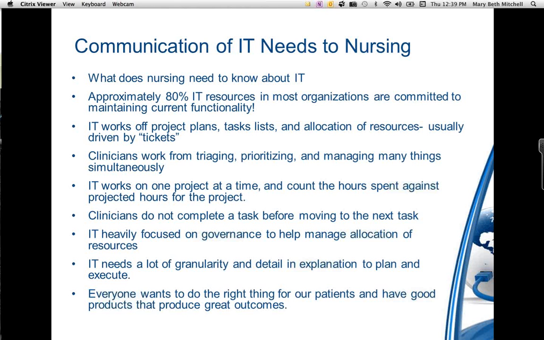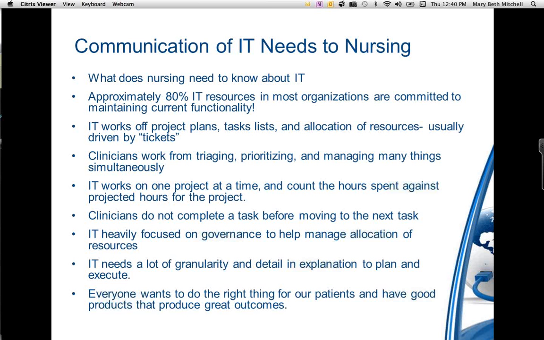Also, IT works on one project at a time, and they count their hours that they spend against the projected hours for that project. So they're really tracking their hours. We don't necessarily complete a task before we move to the next task. So we're constantly getting interrupted, and we thrive in that environment of constant interruptions, actually, I think. But for the IT folks, they don't know how to manage in that environment. They need to be able to manage their time, manage their project plans, and move towards those outcomes.